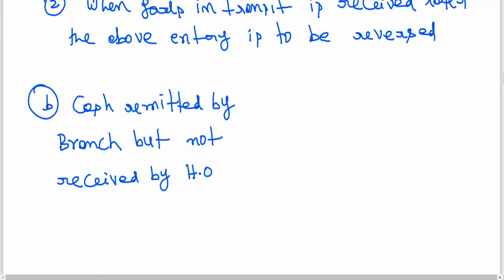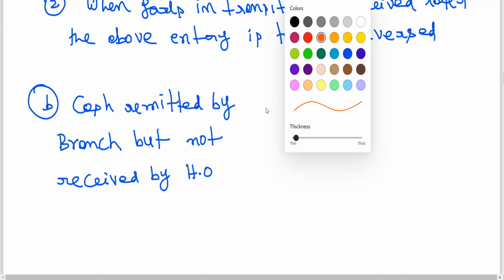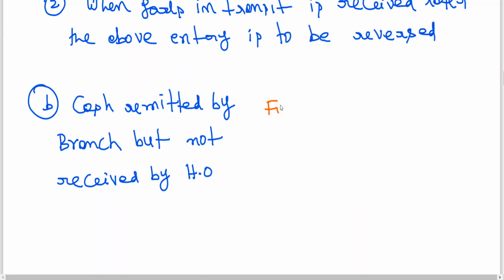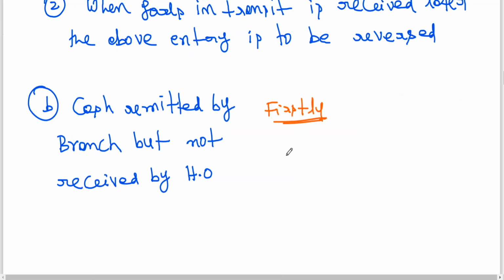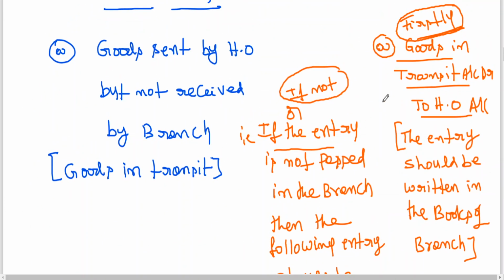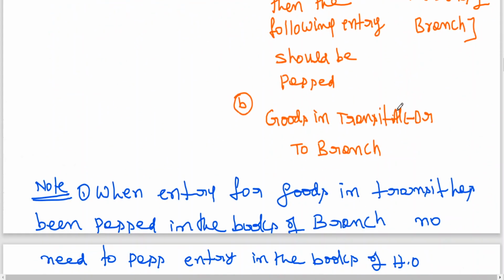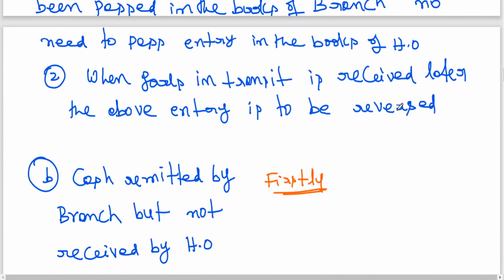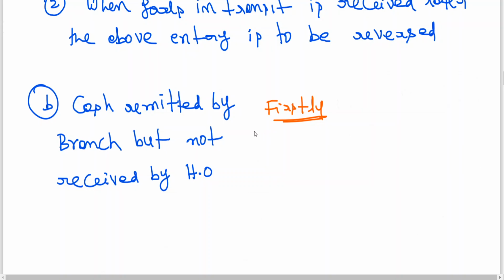Now, here the first entry is in whose books? Head office. Again, firstly, whose books? Their branch books. Firstly, whose books? Head office. What is the entry, sir? You should write the entry.